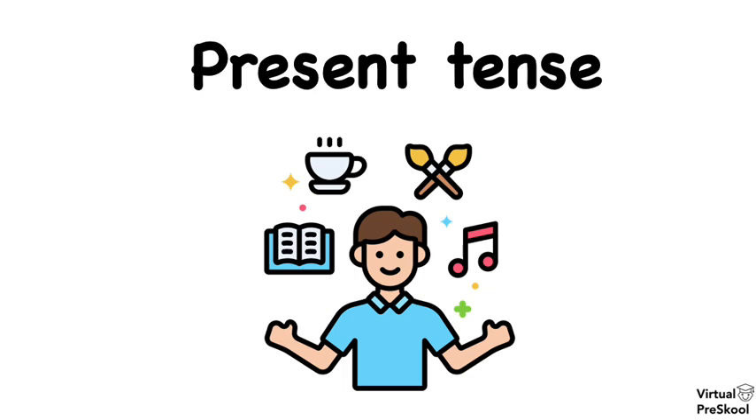We're starting with present tense. Present tense is also sometimes called the present habitual tense. Many people think that present tense is an action being done right now, but that's not what it is. It actually means an action that you do over and over. It's an action that happens frequently or repeatedly.